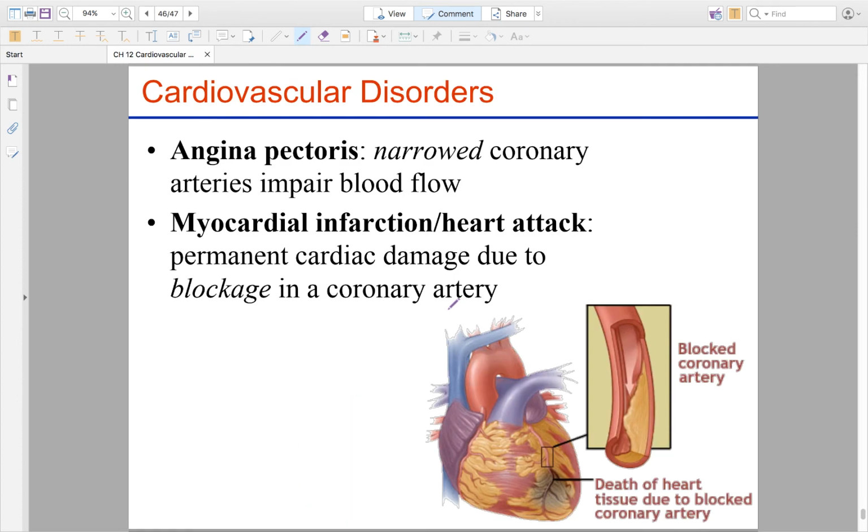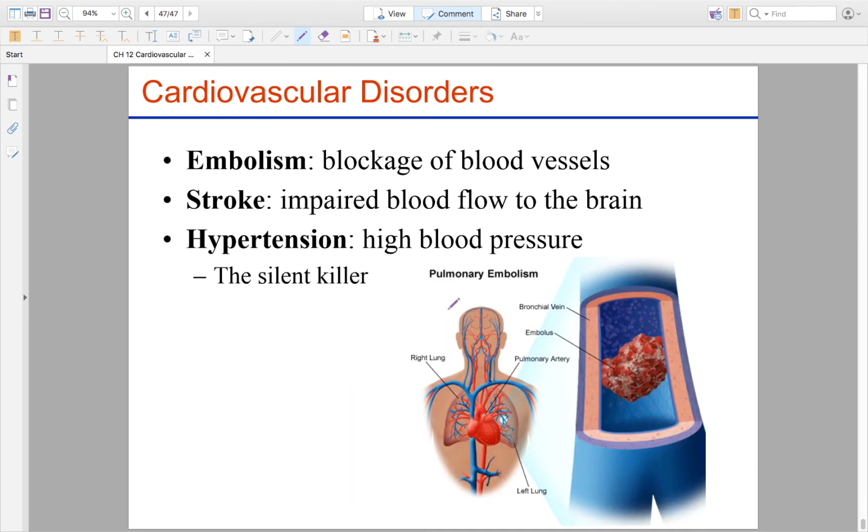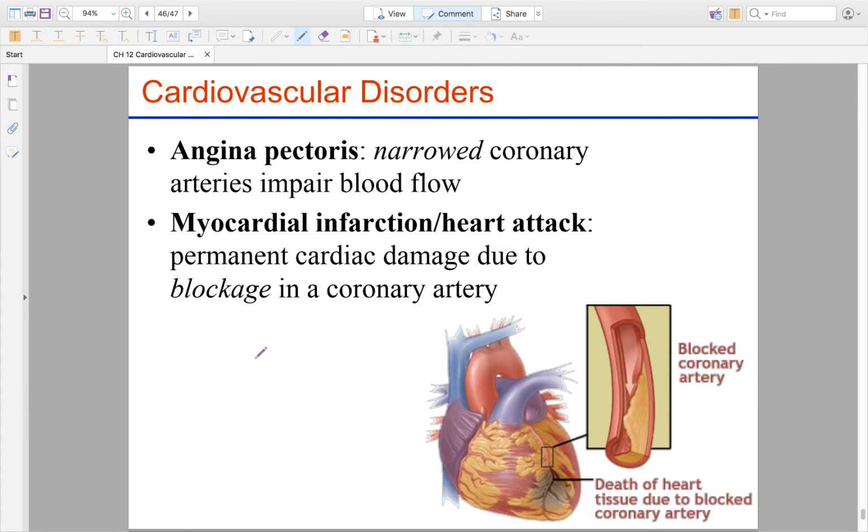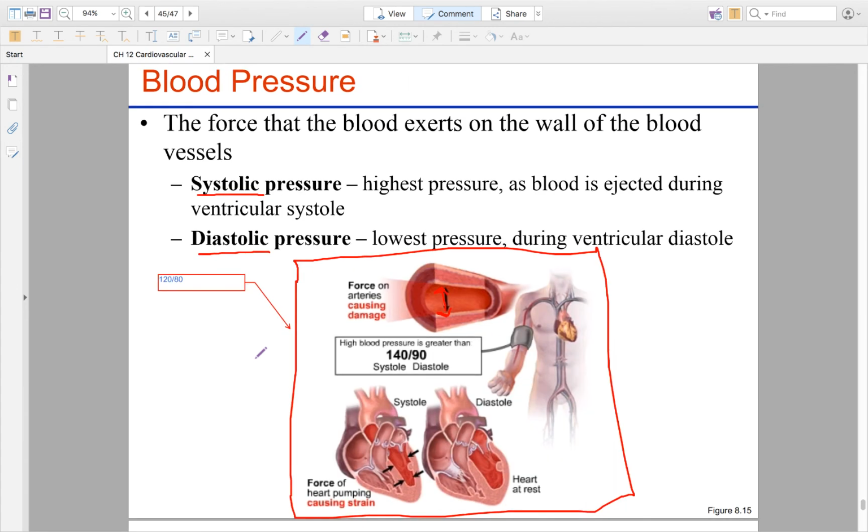In fact, hypertension is high blood pressure, and it's called the silent killer. It's called the silent killer because it's completely silent, and the only way that we would ever know if you had hypertension is by taking your blood pressure, and that is why they do take your blood pressure every single time you walk through a doctor's office, to make sure that your heart and your cardiovascular system is okay, because you only have one heart.